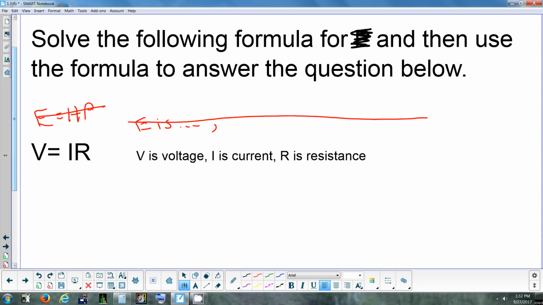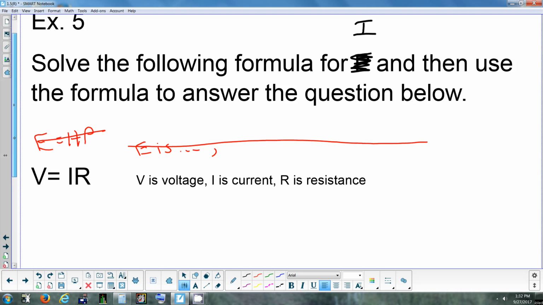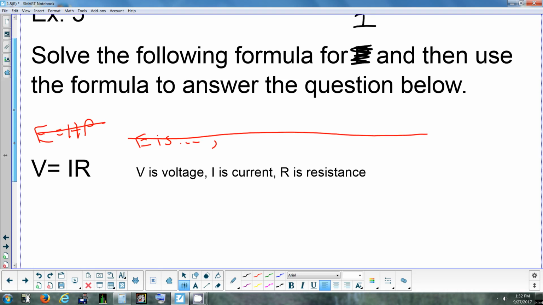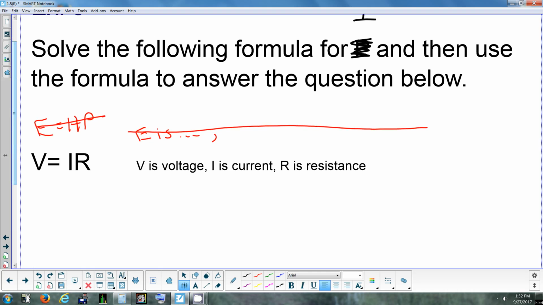So the question says to solve the formula for I. You're not actually getting anything numeric. Can anybody tell me how you would get the I by itself? You want to get this by itself. Subtract the R from both sides. Raise your hand, Joe. Yep, subtract the R from both sides.